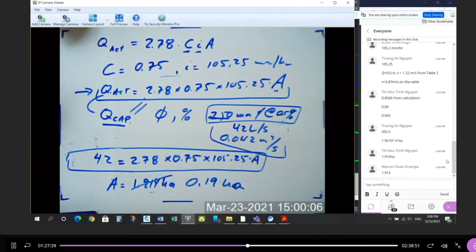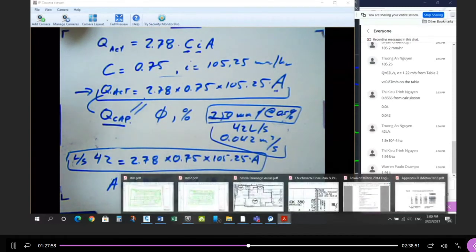2.78 times 0.75 times 105.25 times 0.19 will give me 42 liters per second. Yep. Okay, sorry, this has to be in liters per second, my mistake. Right, now let's look at the town standard again. I think I got the equation wrong.